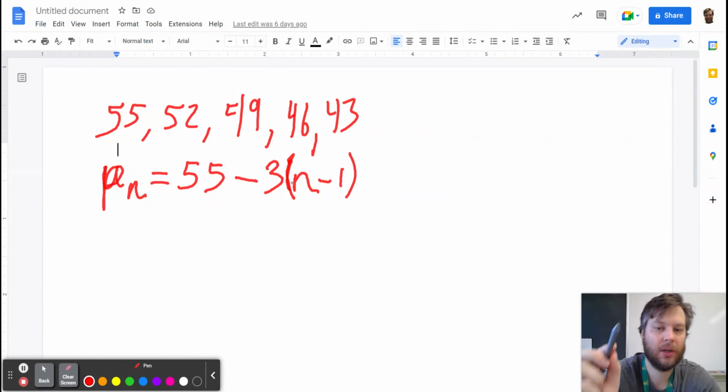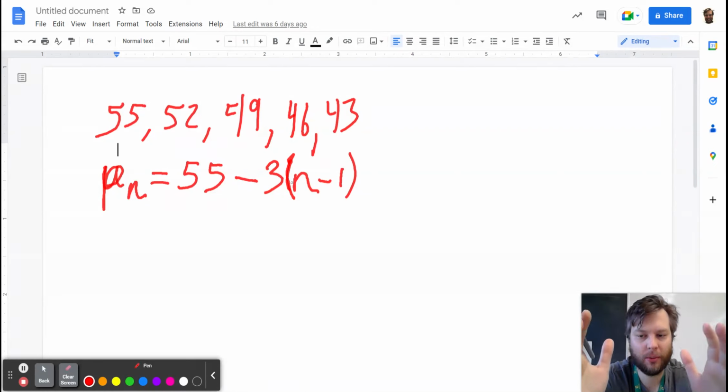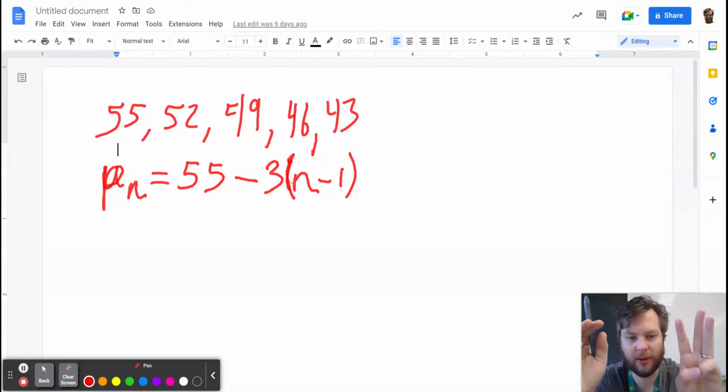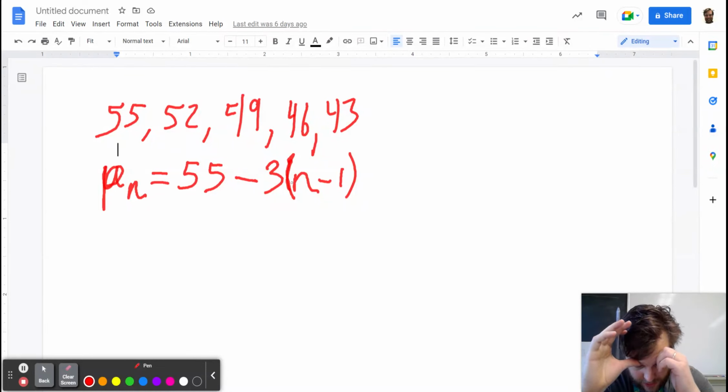The n minus 1 allows me to deal with the first term being 55, because now plug in 1 and you'll get 3 times 0. If you plug in 2, you'll have 3 times 1. If you plug in 3, you'll have 3 times 2. So that is the nth term.